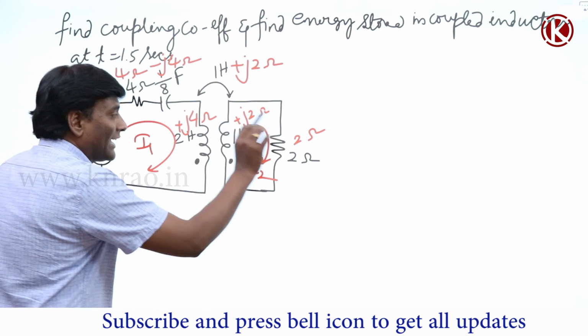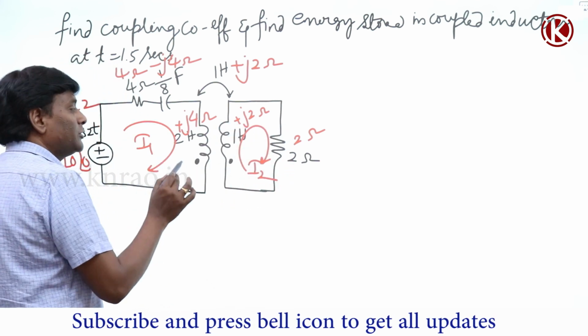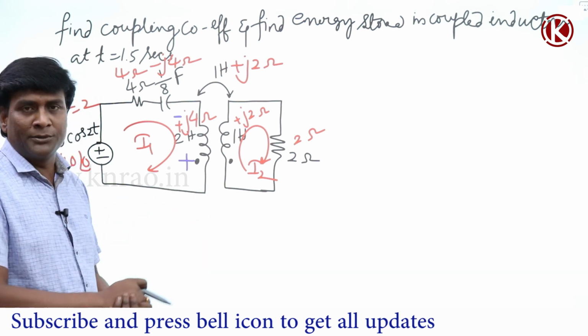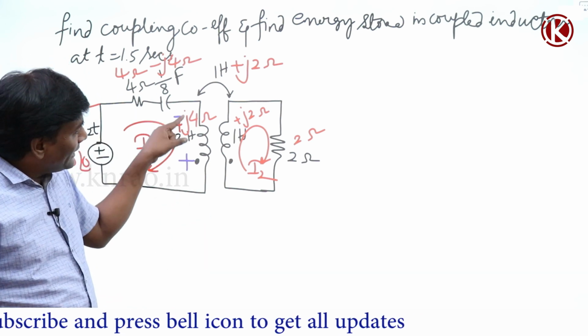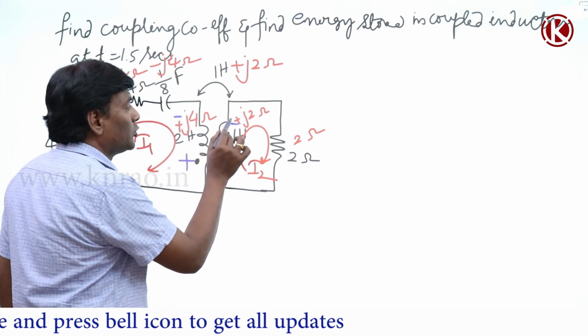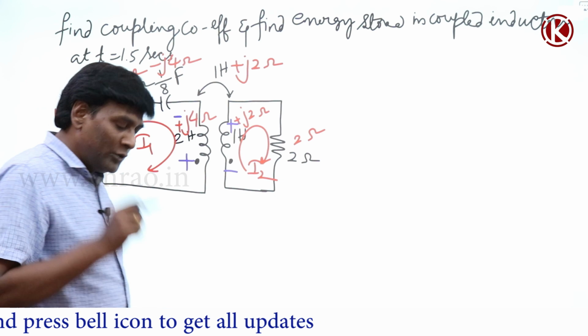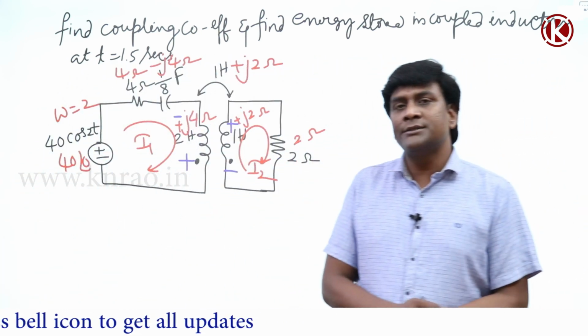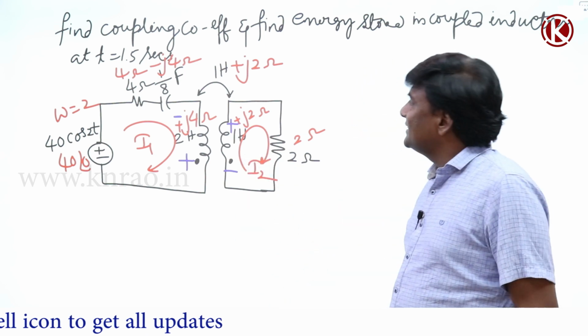See here, if current is entering into dot, the other dot is going to be positive. I am writing this only for mutual, because self we anyway know. Current is entering into undot here, so the other undot is going to be positive. If current is entering into dot, the other dot is going to be positive; if current is entering into undot, the other undot is going to be positive, that's it. Now let us write the equations.